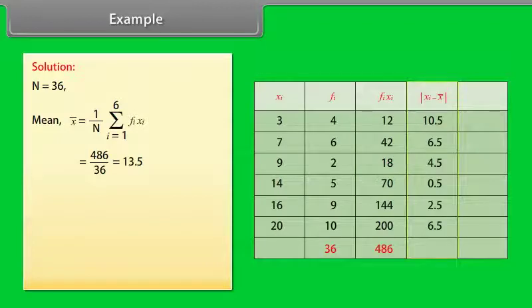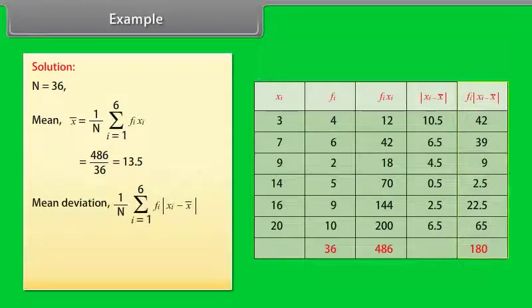In the fourth column, we find the absolute value of the difference between xi and mean x bar. In the fifth column, we find the product between the absolute values and frequency, and their sum is 180. And finally, we find the mean deviation by summation from i equal to 1 to 6 of the product between frequency and absolute values divided by capital N as 4.5.